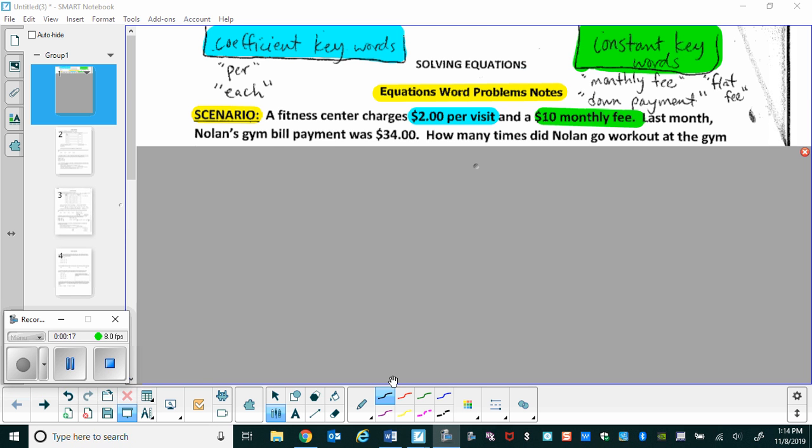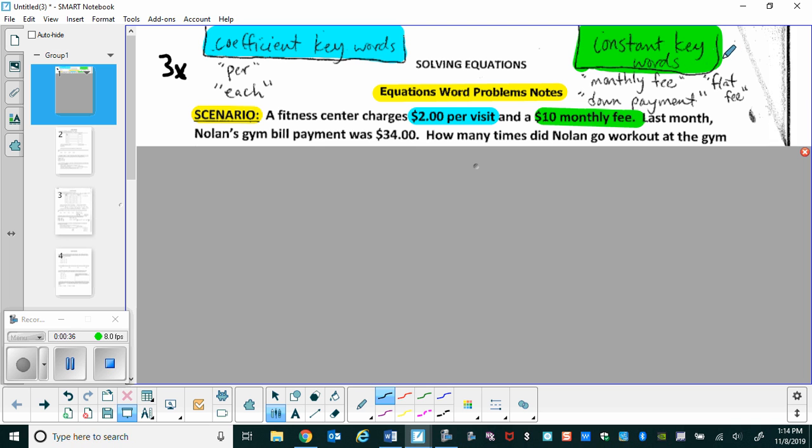Now up top, I've got just a list of some key words here. You might want to go ahead and jot them down. If you see the word per or each, that means multiplying. So if it's $3 per something or $3 for each of something, you would show that with 3 times whatever it is, so like 3 per whatever.